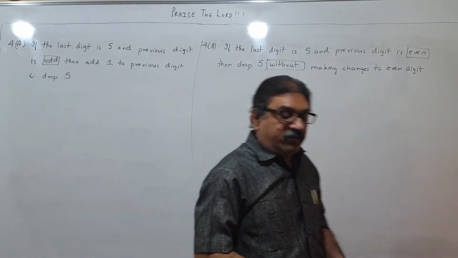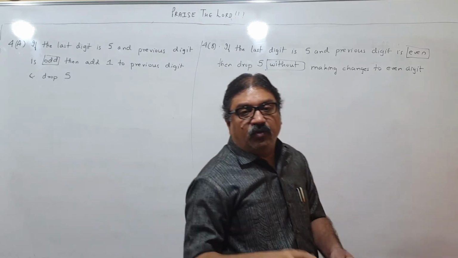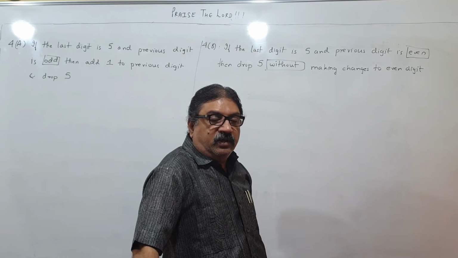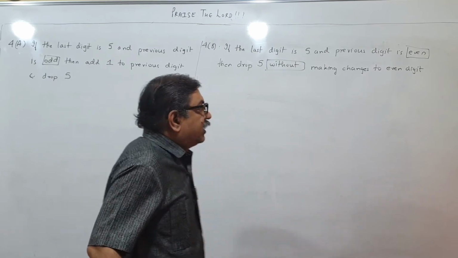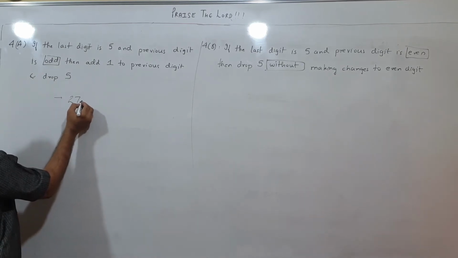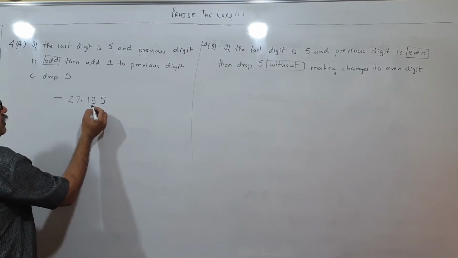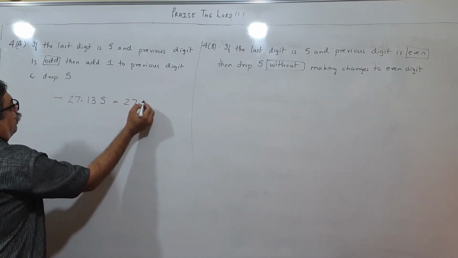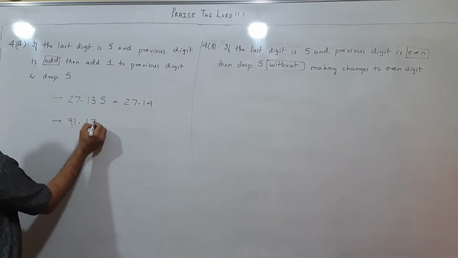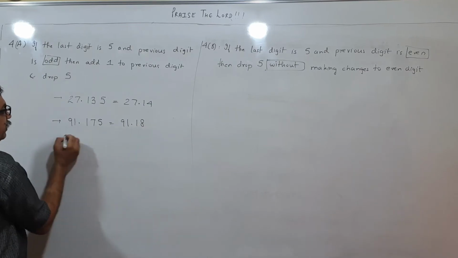So if the previous digit before 5 is even, then what you have to do, children? You don't have to do anything to that even digit. You have to simply drop 5. Let us take up examples. Supposing my number is 27.135. Now this is an odd number, so this will become 27.14. If I am having 91.175, this will become 91.18 because this is an odd number.